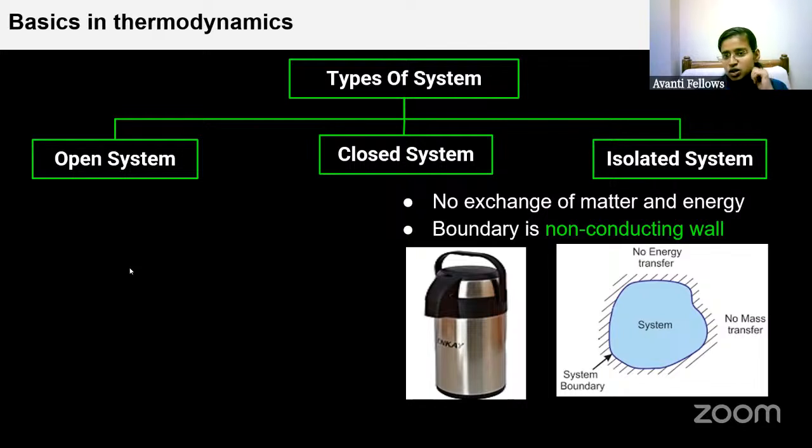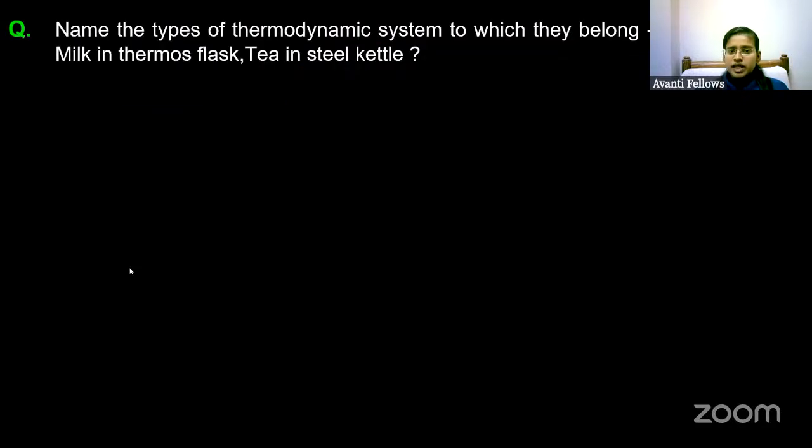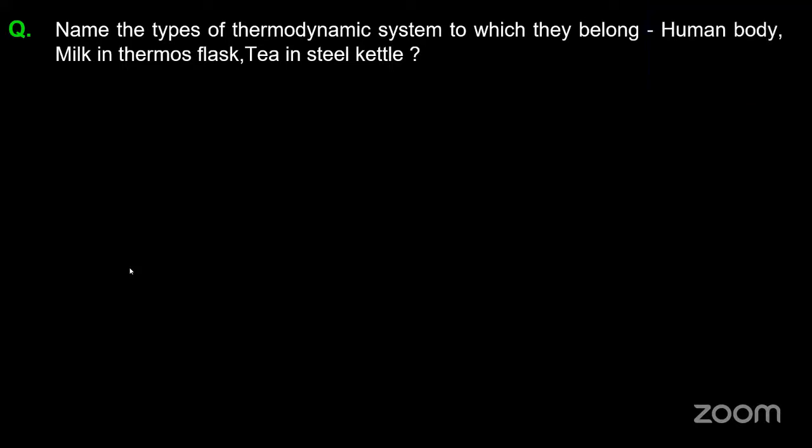Okay. So now I'll ask you one question. All clear. Name the types of thermodynamic system to which they belong. One is human body. Second is milk in thermos flask. Third is tea in steel kettle. Can you classify the type of system to which they belong? Go from the first. Take the human body. Tell me whether human body is an open system or closed system or isolated system.